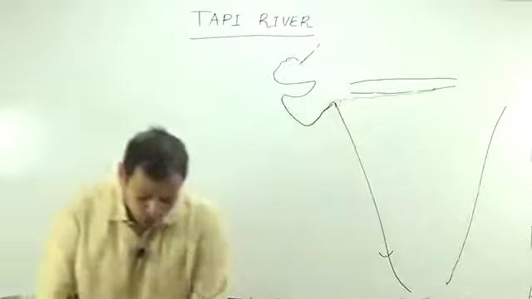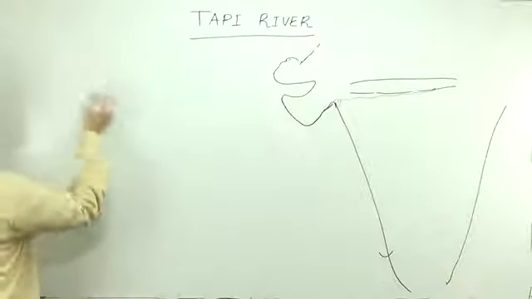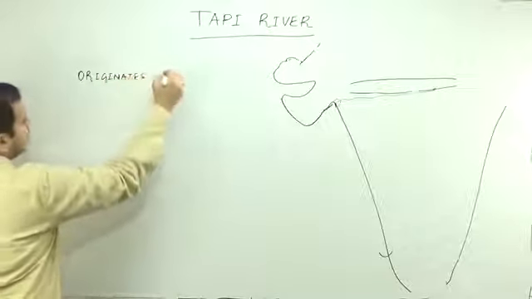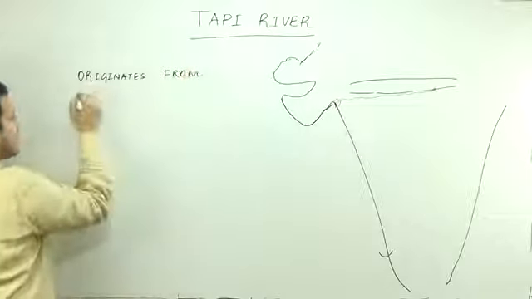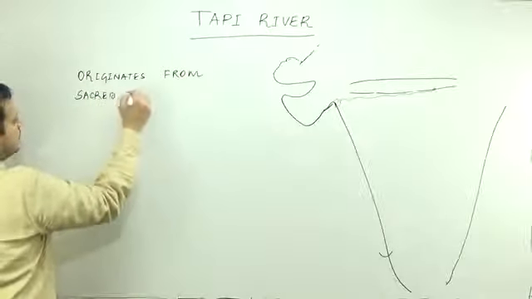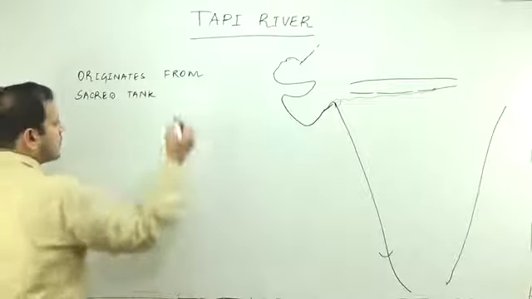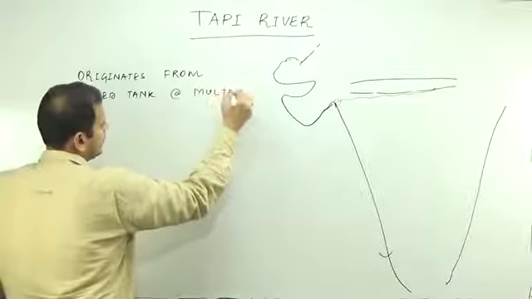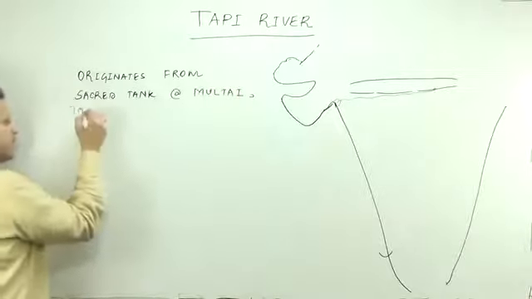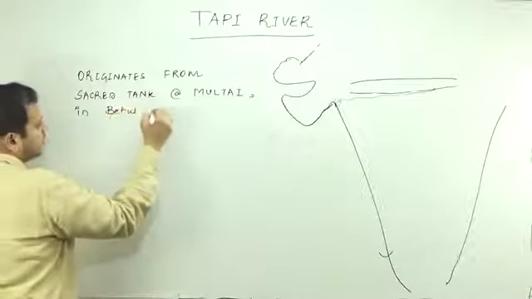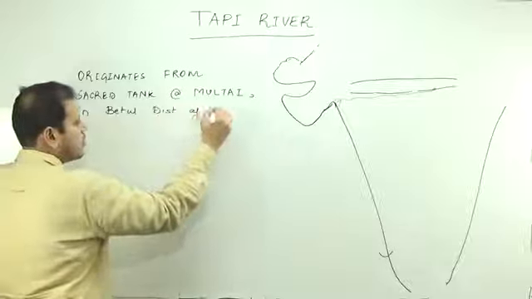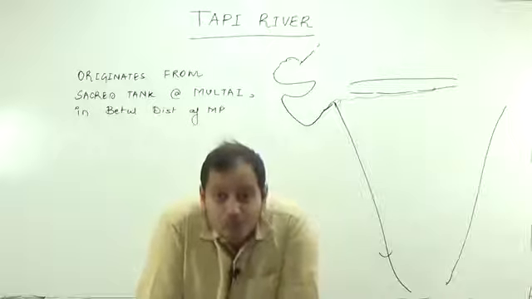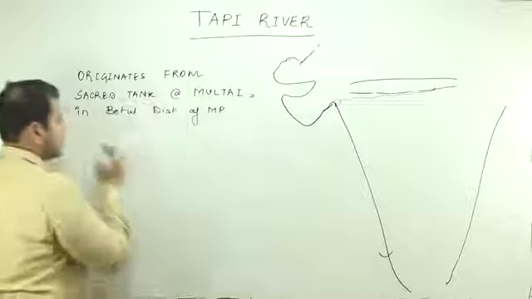So River Tapi originates from a sacred tank at Multai in Betul district of Madhya Pradesh. It originates from the sacred tank of Multai on the Satpura Plateau in the Betul district of Madhya Pradesh.